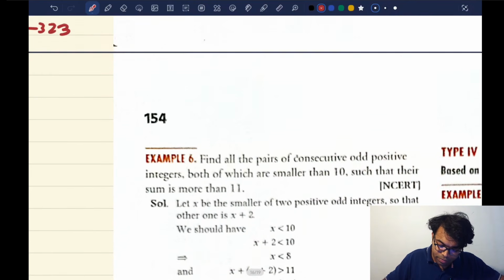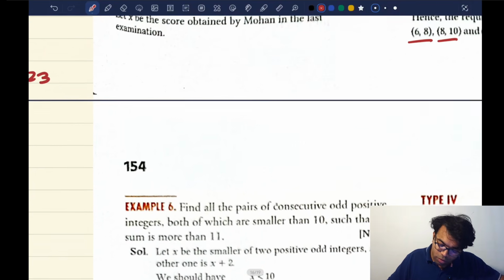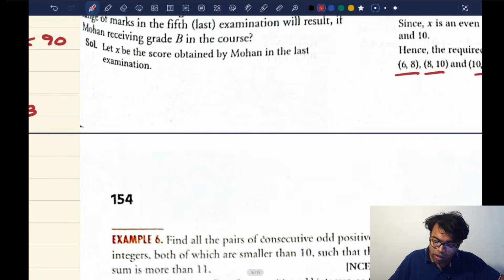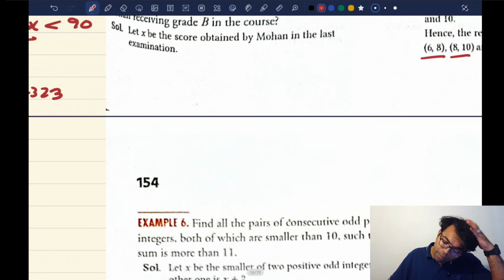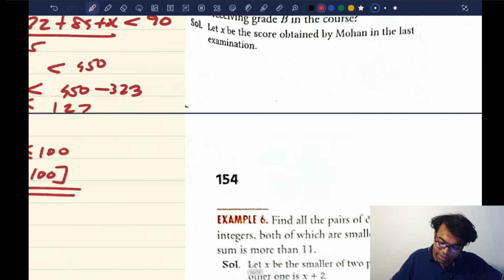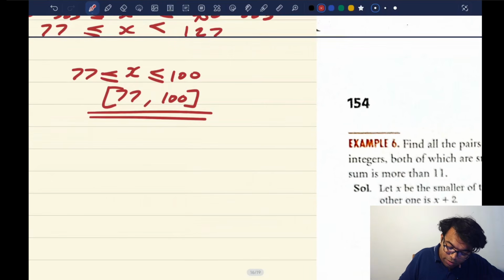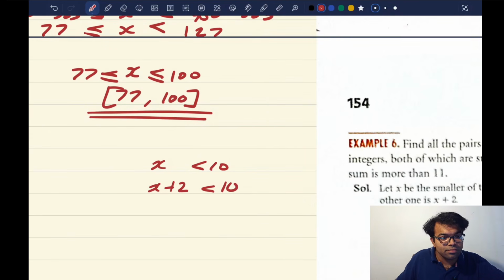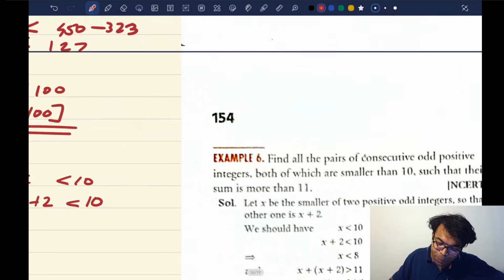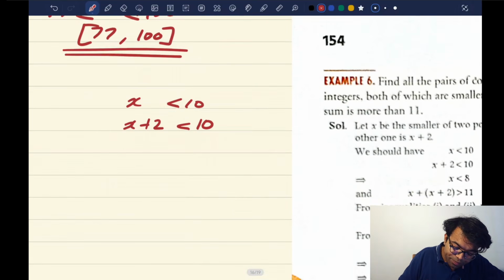Next question. Find all the pairs of consecutive odd positive integers, both of which are smaller than 10, such that their sum is more than 11. So odd numbers can be written as what? x is less than 10, and if x is an odd number, then you can write x plus 2 is also less than 10. 3 plus 2 is 5, right? Such that their sum is more than 11.